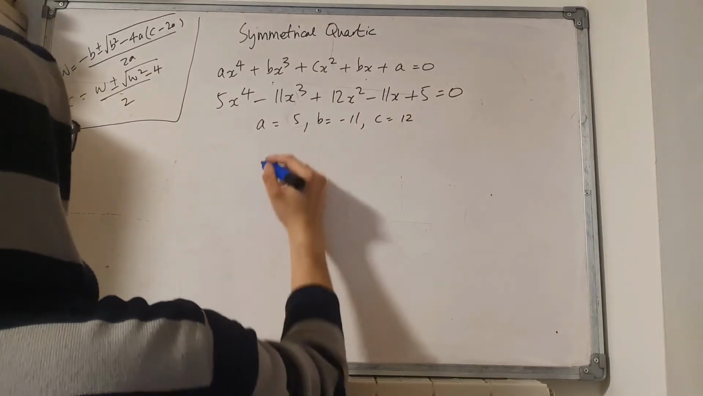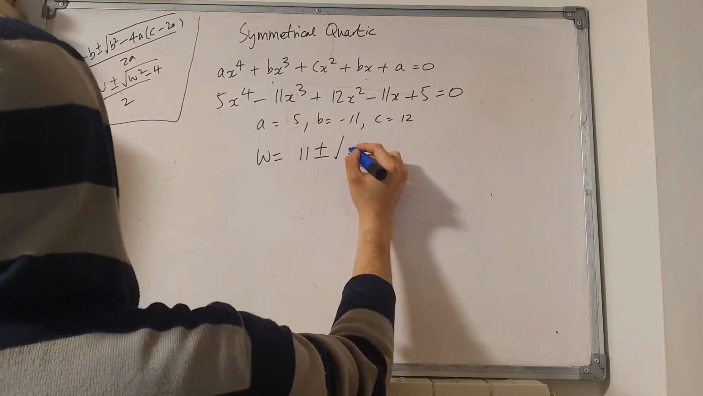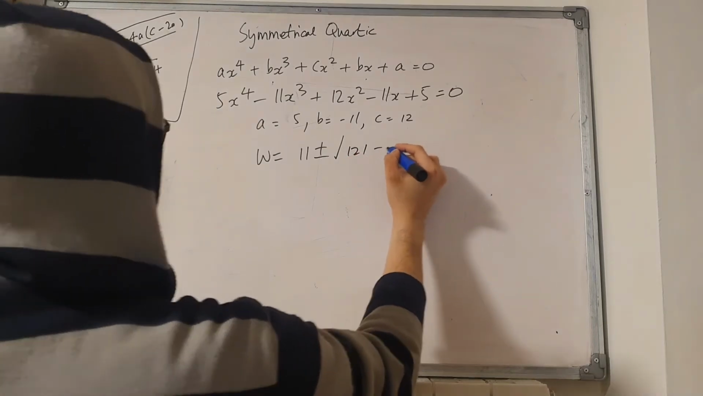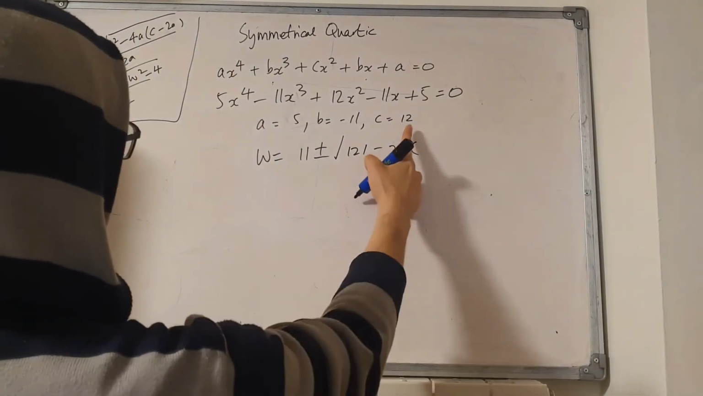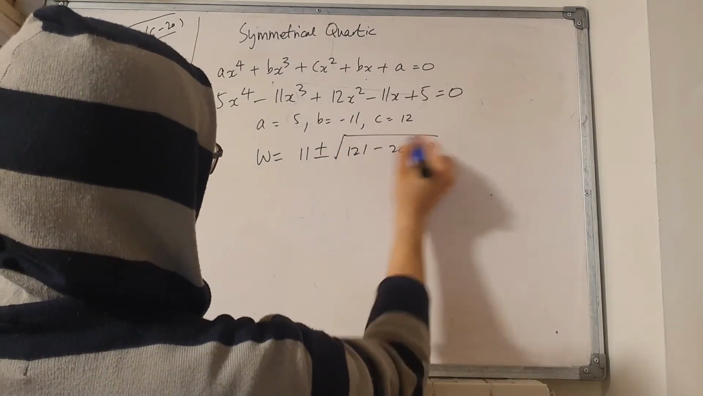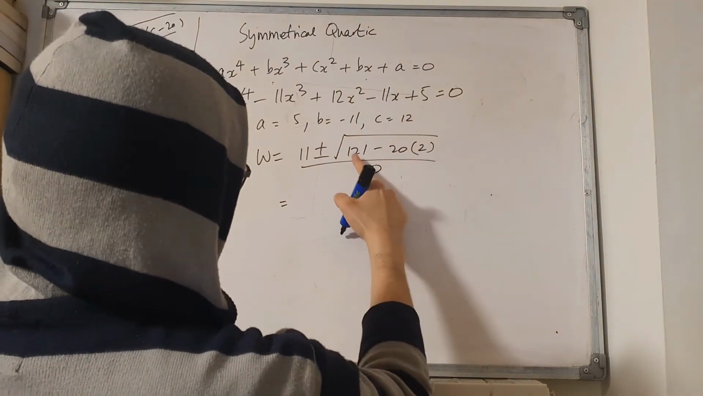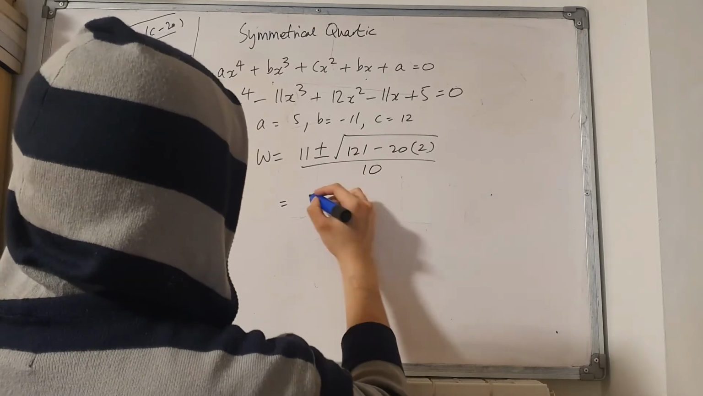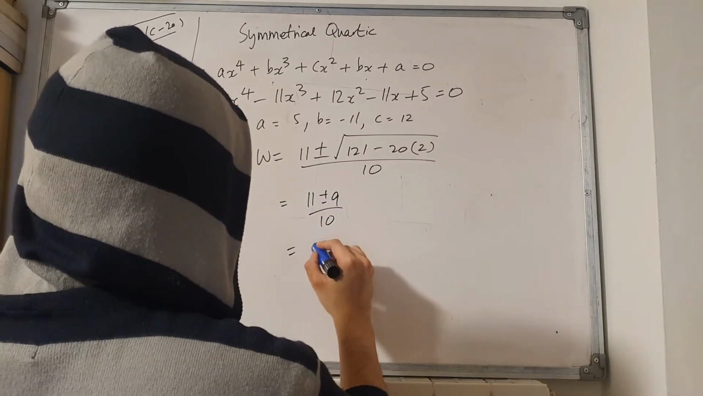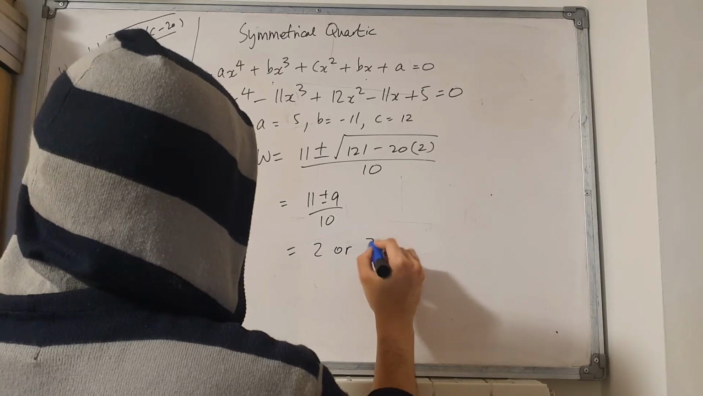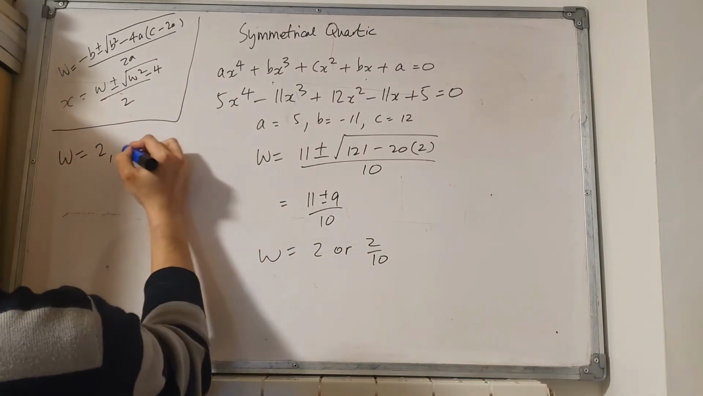So w is equal to 11 plus or minus the square root of minus 11 squared is 121, minus 4a is 20, and c minus 2a, so 12 minus 10 is 2, all divided by 2a, which is 10. 20 times 2 is 40, take that away from 121, that's 81, and the square root of 81 is 9. Plus or minus 9 over 10. So we can either have 2 or 2 over 10. So w is equal to 2 or 2 over 10.